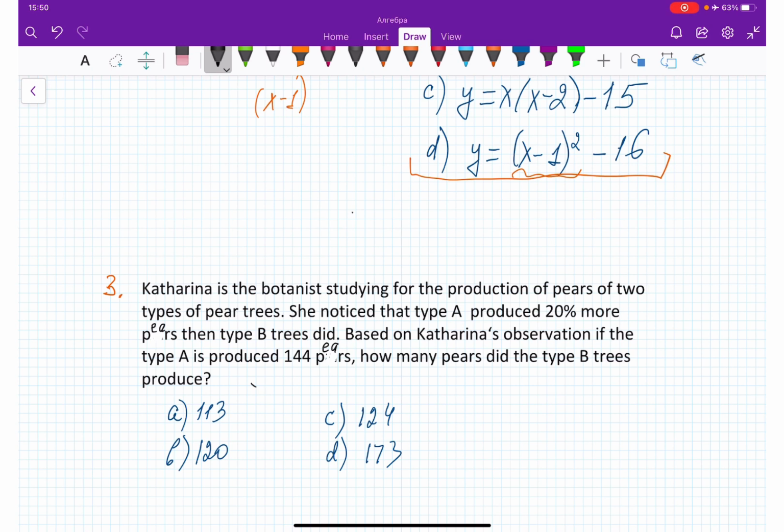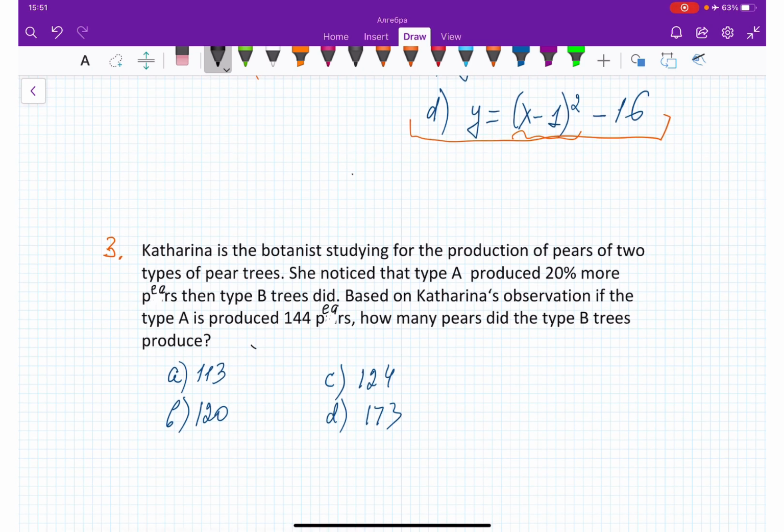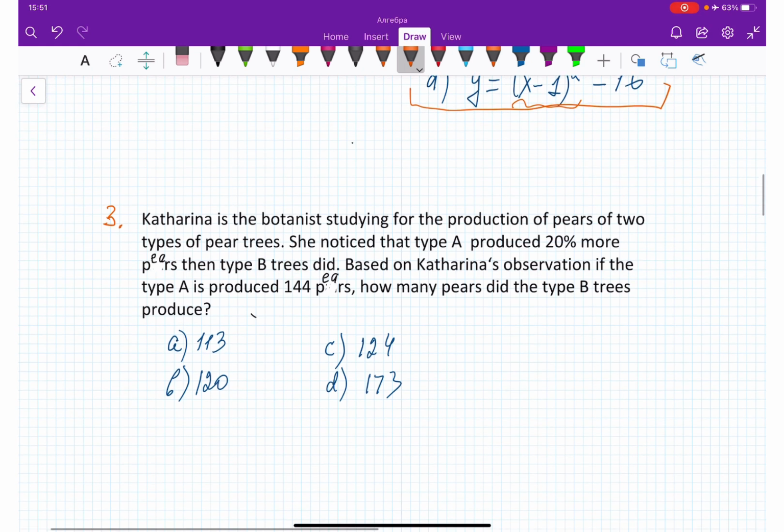So let me read one more time since I was correcting. Katerina is a botanist studying the production of pears of two types of pear trees. She noticed that type A produced 20% more. So if type B produces X amount of pears, right? And type A produces 20% more.